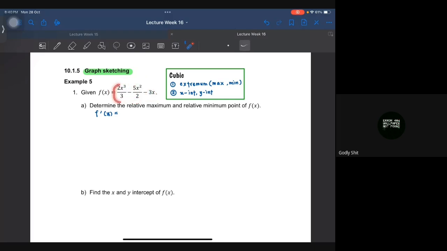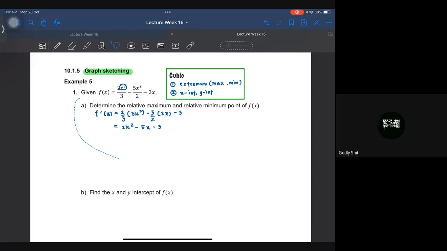Okay, so dekat sini is a constant. So constant kita bawa ke depan terus, salin sebiji. 2/3. And then you just need to differentiate the x cube over here. So differentiate x cube, you will have 3x squared. And then for the second term, our constant is 5/2. Put it in the front first, right? And then differentiate, so awak akan dapat 2x. And then lastly, we have minus 3. So simplify our f prime. So we have 2x squared minus 5x minus 3. Okay, settle.